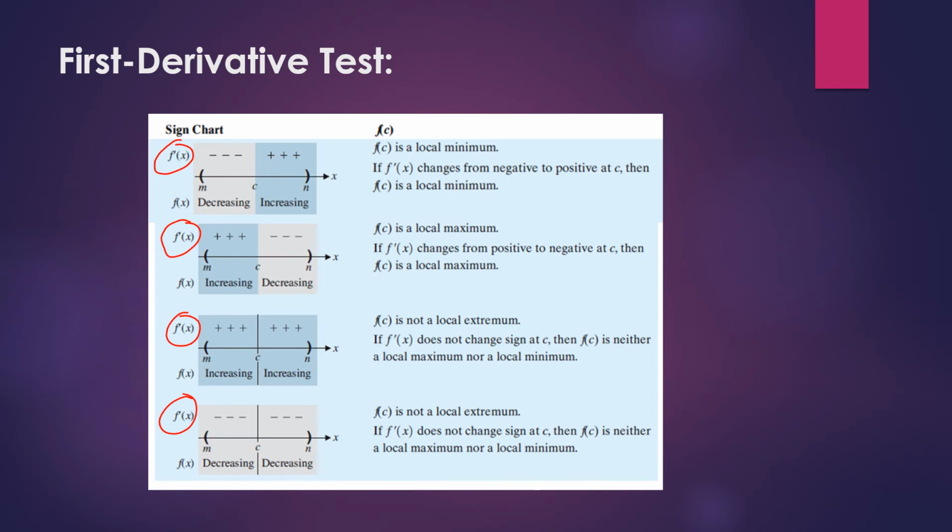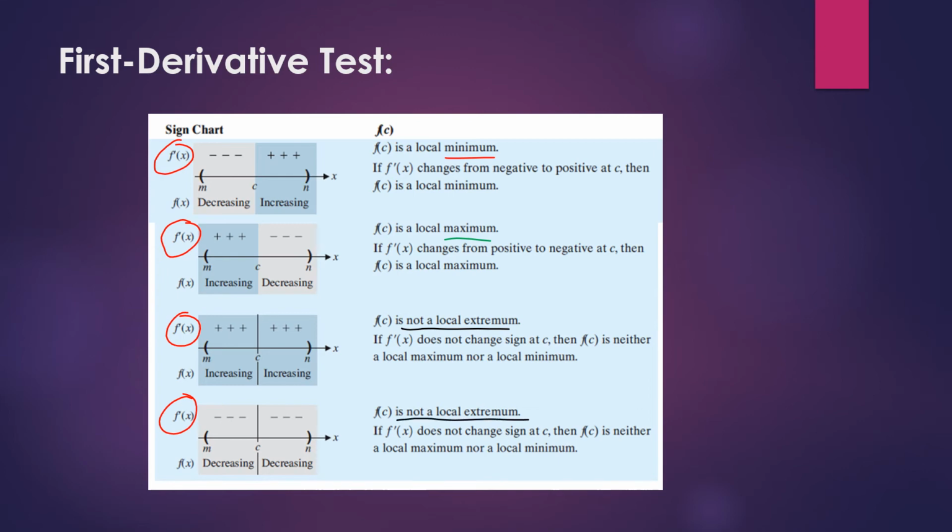So they say that if you go from decreasing to increasing, then you are a local min. If you are going from increasing to decreasing, you are a local max. If you go from increasing to increasing, you are not an extrema. And if you are going from decreasing to decreasing, you are also not an extrema.